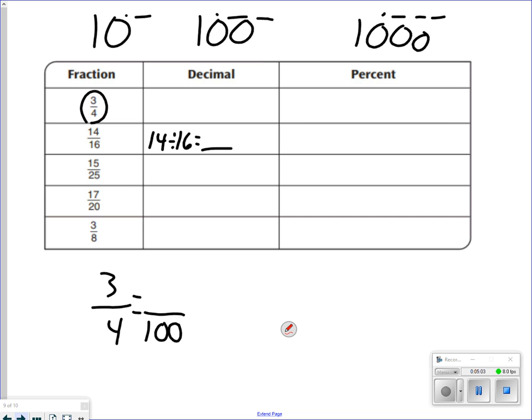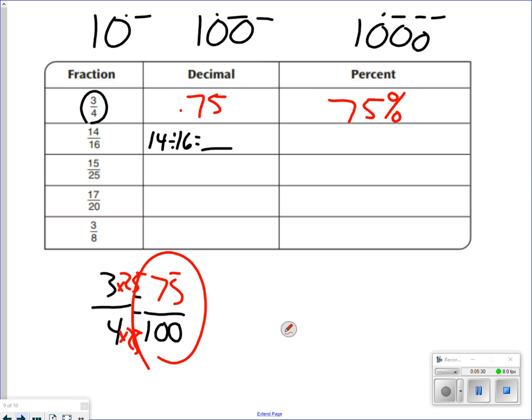Let's keep going. 3/4 into 100. 4 times 25 equals 100. So 3 times 25 is 75. So how would I write this as a decimal? It would be 0.75, because that would be 75 hundredths, just like this right here. And what is that as a percent? When we change a decimal into a percent, you're always looking at the first two numbers after the decimal. So this is simply 75%.